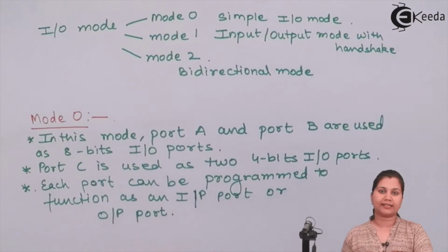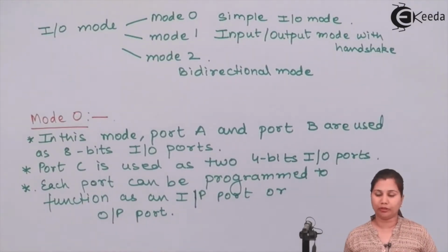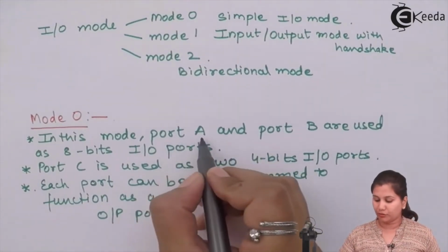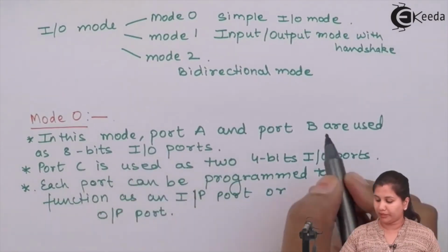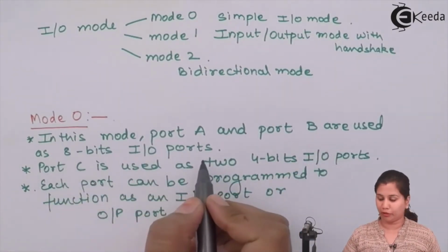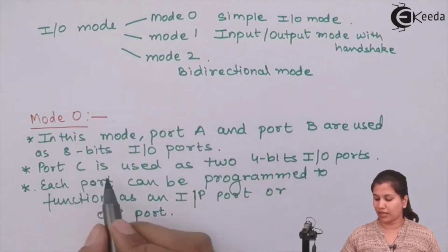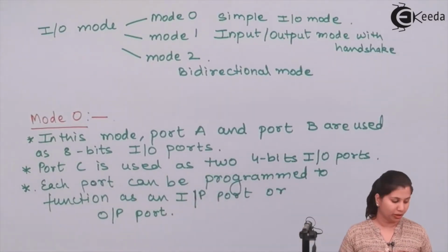Each port can act as an input port or an output port. Port A is used as an 8-bit port, port B is also used as an 8-bit input output port, and port C is used as two 4-bit input output ports.